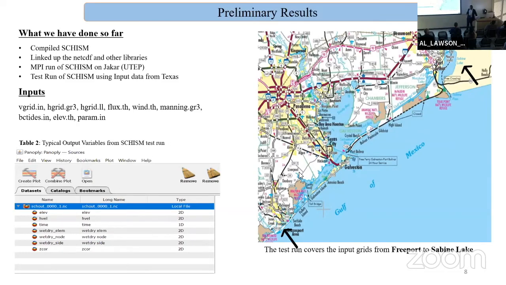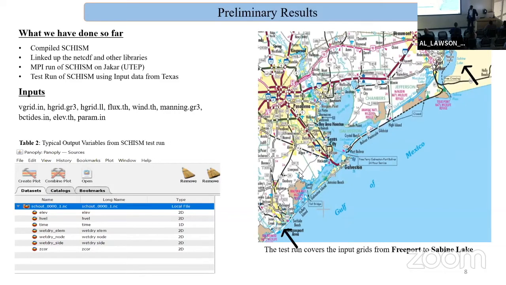Fortunately, I wish we had a coast area around the Pass, because it's actually hot over there. We don't have that. So we have gotten our input data from Freeport that ranges from Freeport to around the Sabine in Texas. And we have run a test model using this input data.